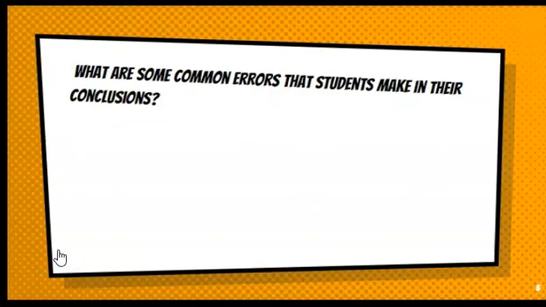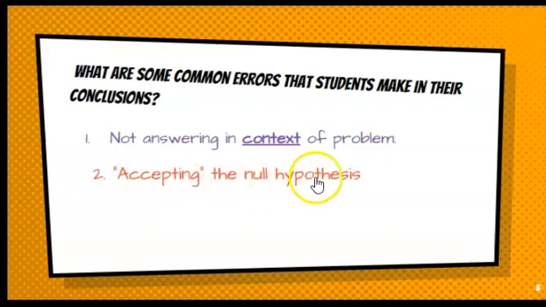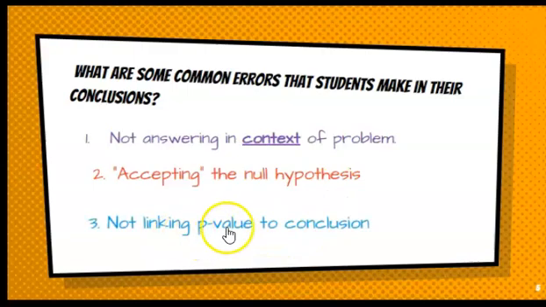All right, so what are common errors that students make when they make their decision? First of all, they don't answer in the context of the question. They just say reject the null or fail to reject the null. Well, they have to put context on it. Secondly, they say they accept the null. We never say accept the null. We only say we fail to reject the null. And thirdly, they don't link the p-value to the conclusion. I'm going to model this for you in some examples in a moment. But these are three key components to getting full credit when you make a decision based on a hypothesis test.